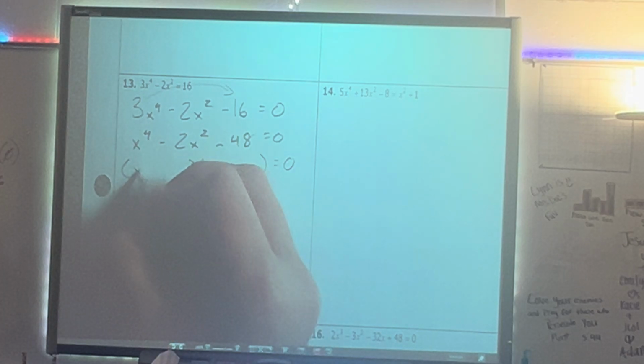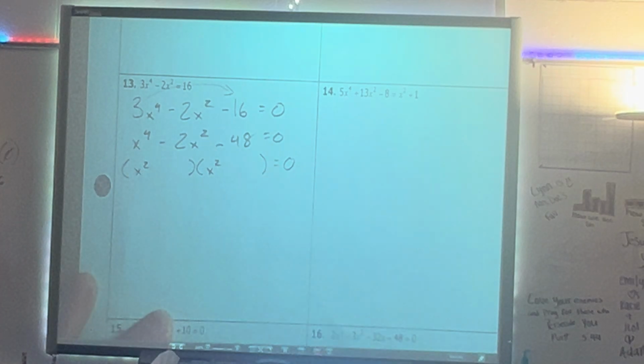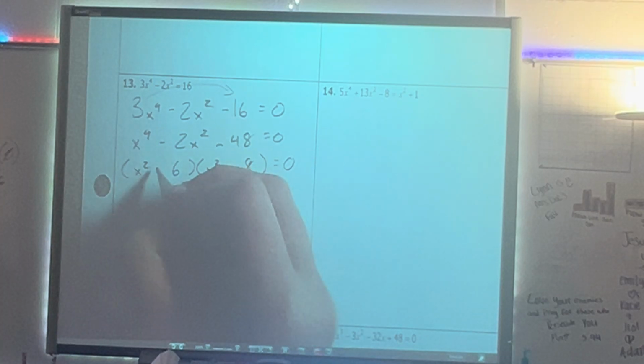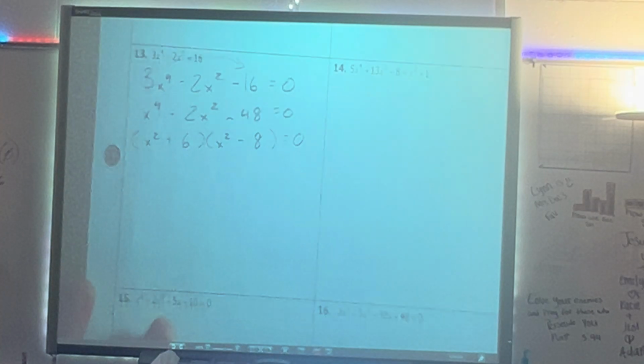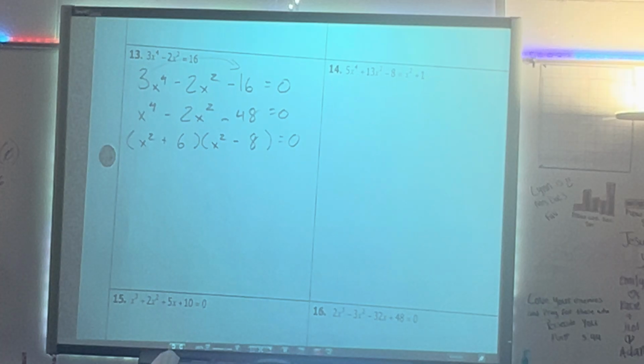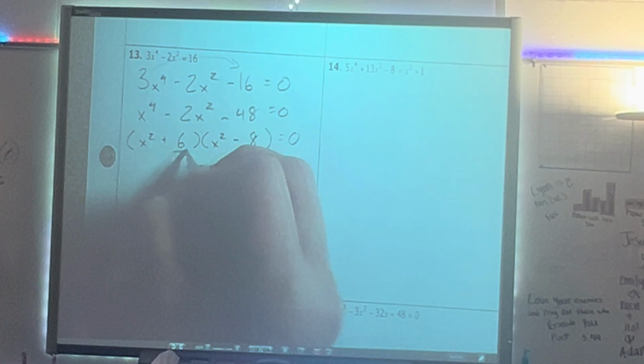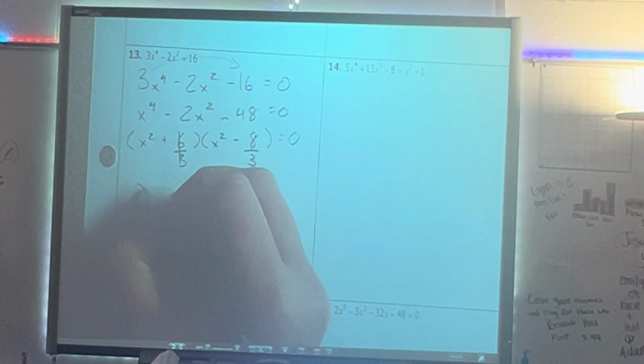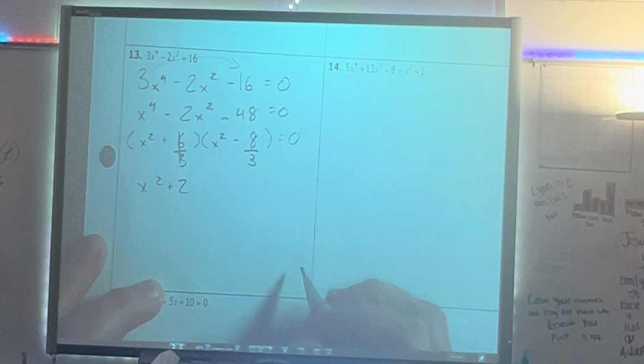So this will be x squared, this will be x squared. 48 will be 6 and 8, 8 being the negative, 6 being the positive. Are y'all okay there? But I gotta pull the 3 back out. So put my 3 there, which means this is gonna be x squared plus 2.